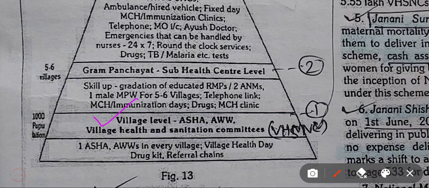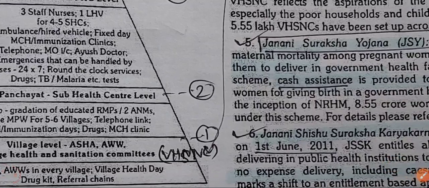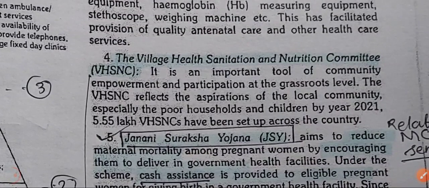Village level: ASHA, AWW and the Village Health and Sanitation Committee. This is per 1000 population. For 1000 population, we get 1 ASHA or AWW in every village, and the village health day, drug kit and referrals come under the VHSNC. This VHSNC, the Village Health, Sanitation and Nutrition Committee, is an important tool for community empowerment and participation at the grassroots level. The VHSNC reflects the aspirations of the local community, especially the poor households and children, by the year 2021.